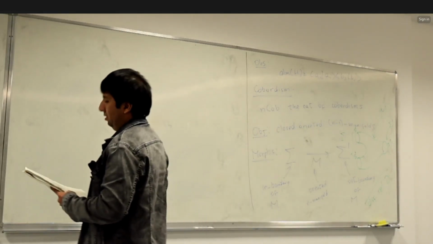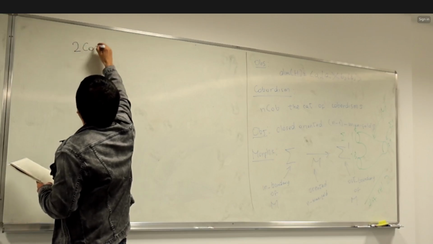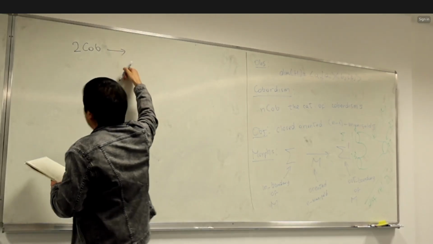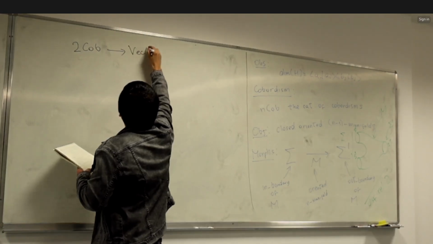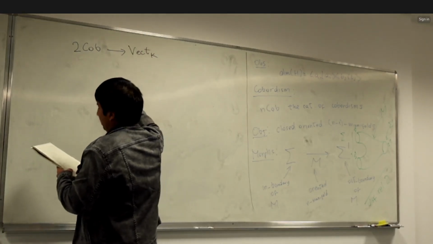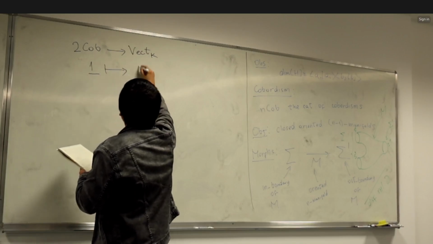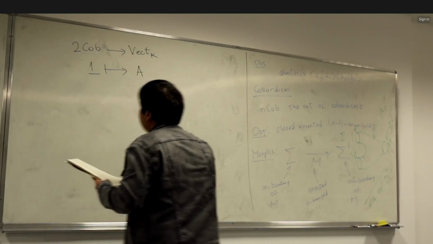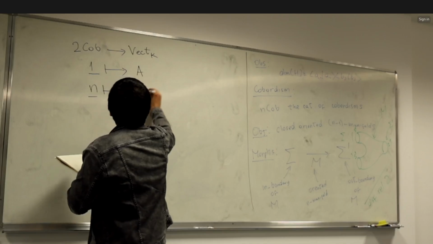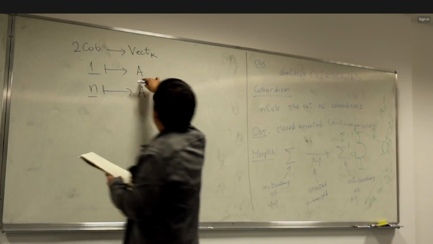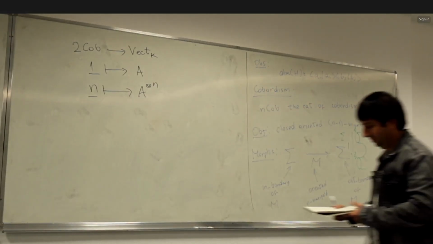Now we remember that a topological quantum field theory is a symmetric monoidal functor from, in this case, 2Cob to vector spaces. And this guy sends the object 1 underline to a vector space A, and n underline to the tensor product. A will turn out to be a Frobenius algebra.